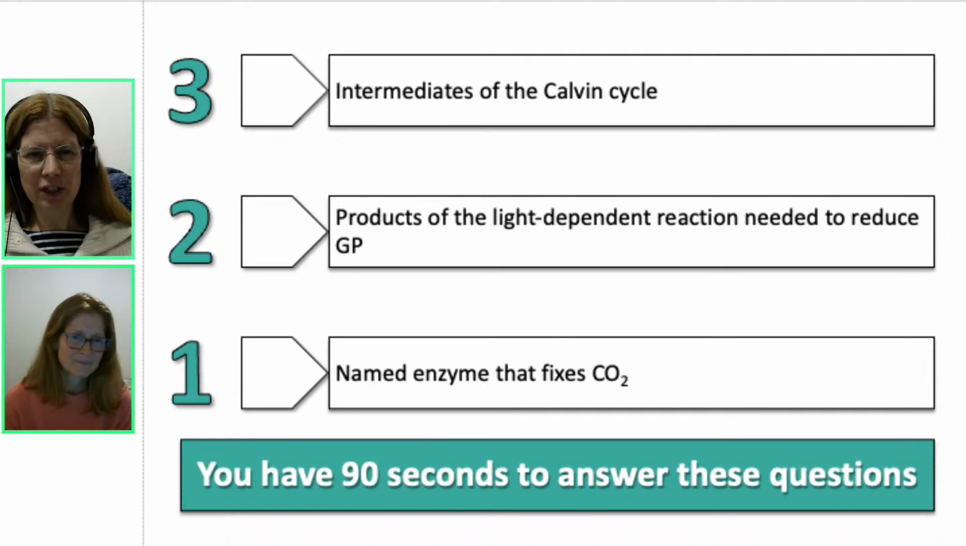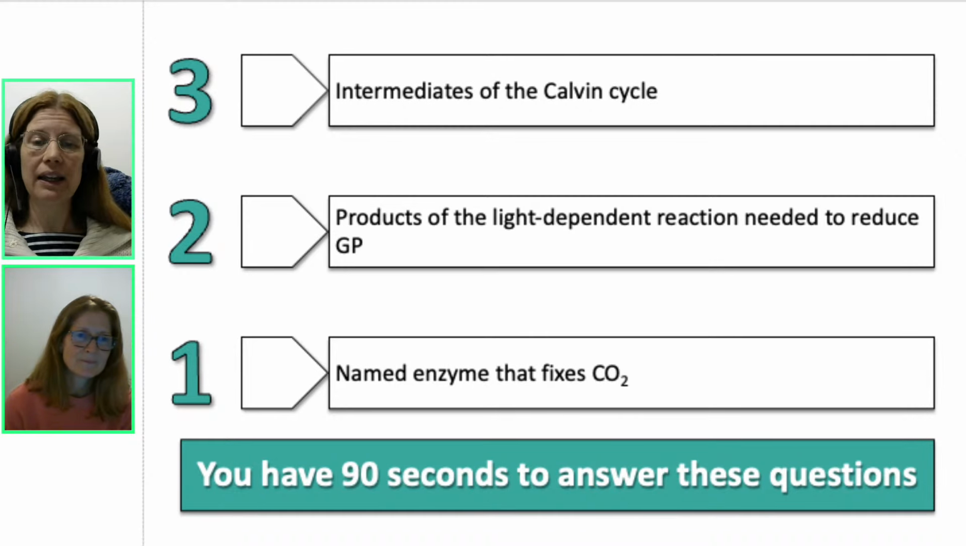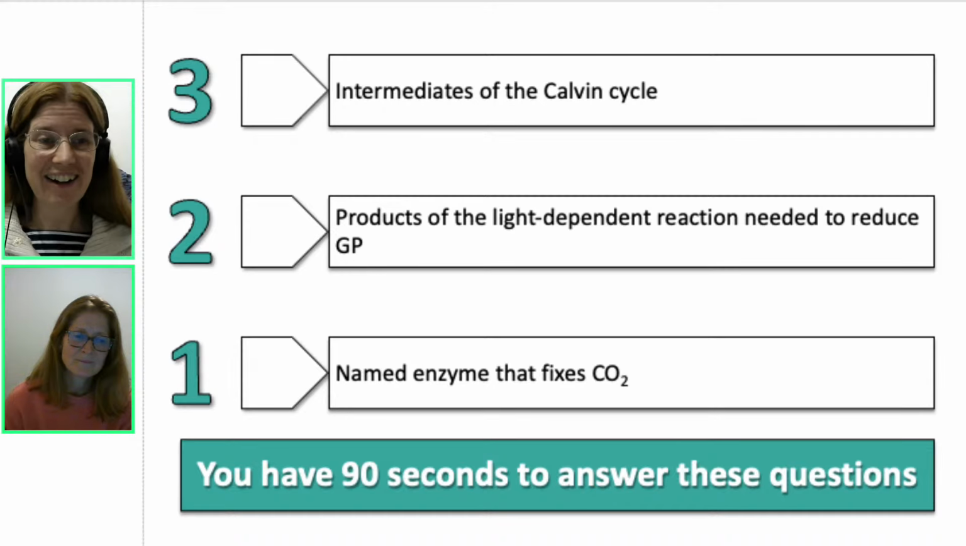I'd like you to find 2 products of the light dependent reaction that are needed to reduce GP in this light independent reaction, the Calvin cycle. And there's just one named enzyme that fixes CO2. What is that one? You've got 90 seconds. Let's see how you get on.